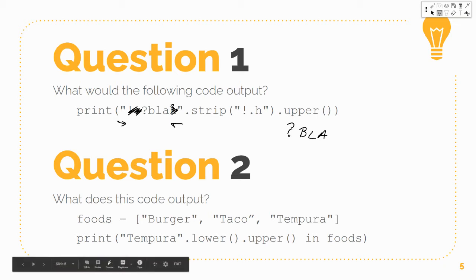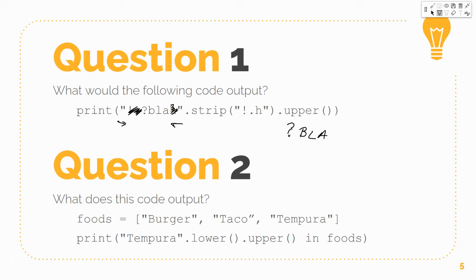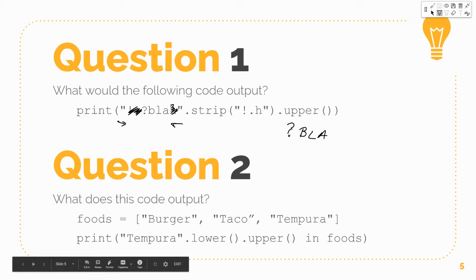Second question is foods equals burger. Here's our list. We want to print, what does this print? Again, this is a weird statement to make, and again, we have to think about the chaining. It's an advanced kind of thing. It doesn't mean this is good code. It just is a good thought exercise for trying to think about what is happening here.